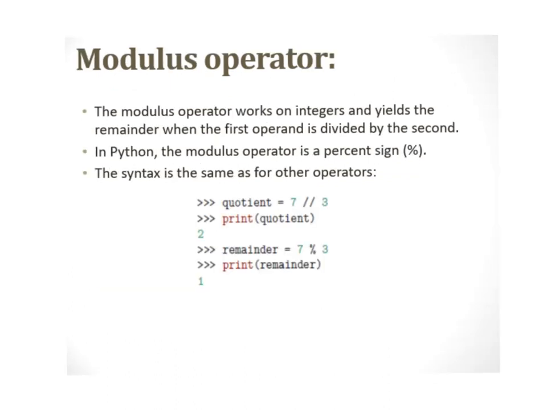Next comes your modulus operator, which works on integers and yields the remainder. This is very important. Why? Because when the first operand is divided by the second one, say for example 7 divided by 3, if you ask to print this, it gives you the quotient value by default. So 7 divided by 3: 2 is the quotient. What is the remainder? The remainder is 1. If you want to print the remainder, you have to use the modulus operator.